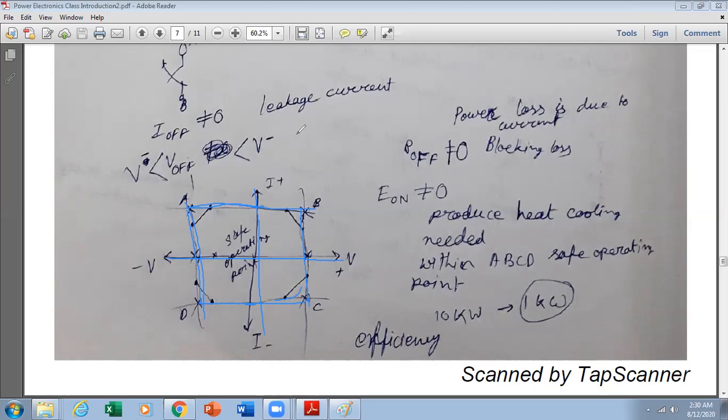So what you have to think of, you have to protect your device. How will you be able to? You have to work in such a region that your device may be safe. How will it be safe? Its rating should be lesser. How can you reduce its rating? Its power loss you have seen, V into I, but power loss is due to what? Due to current. So you have to reduce the current rating.